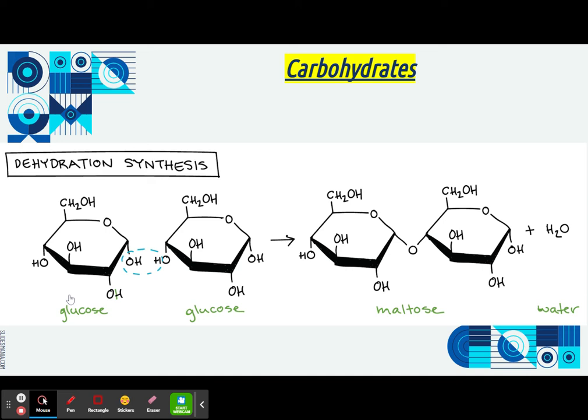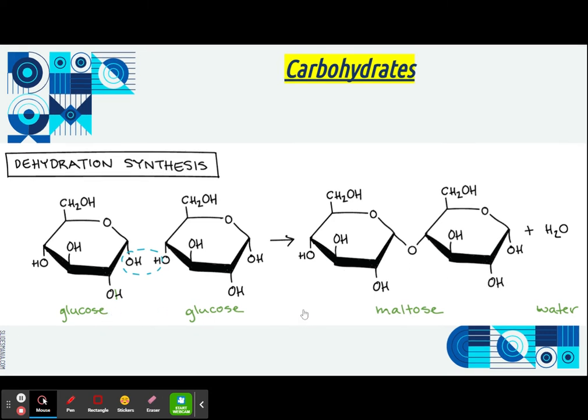Dehydration synthesis: we can put a glucose and a glucose together and we get a maltose and water. So glucose plus glucose gives us maltose, and we get water. Let's go to the next one.